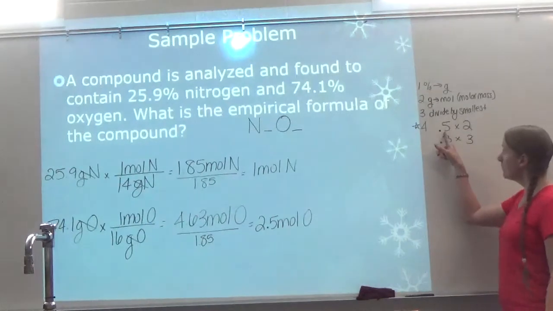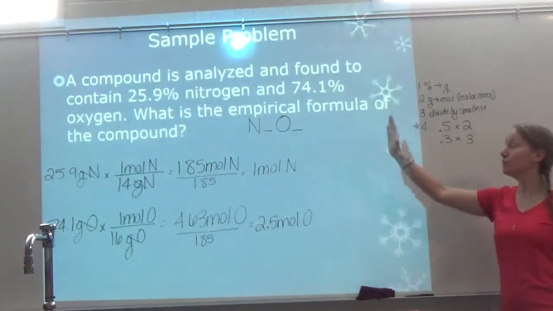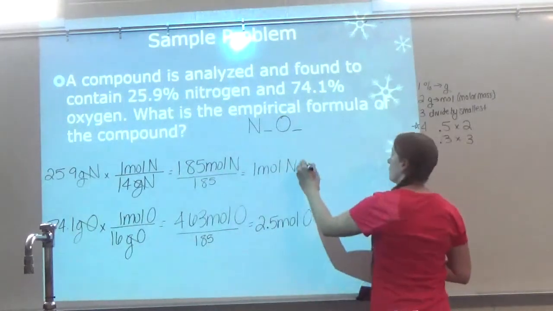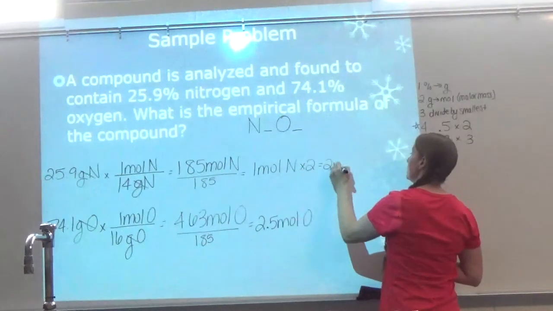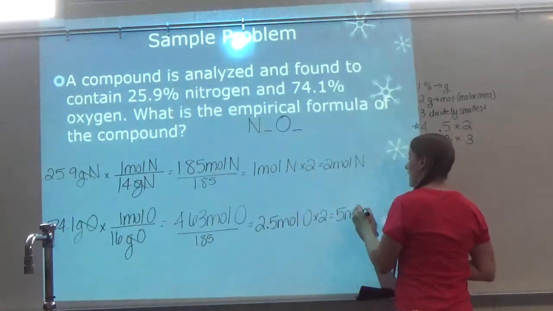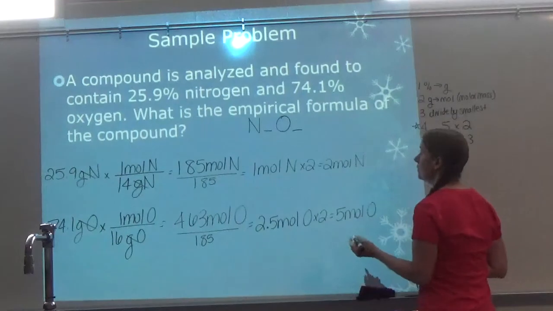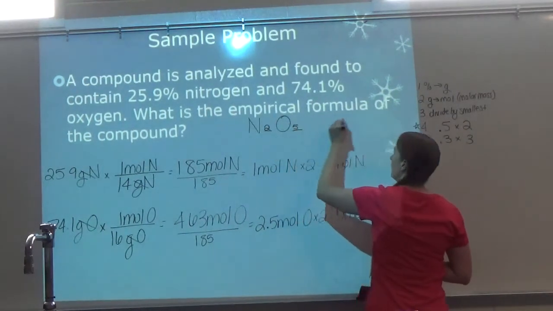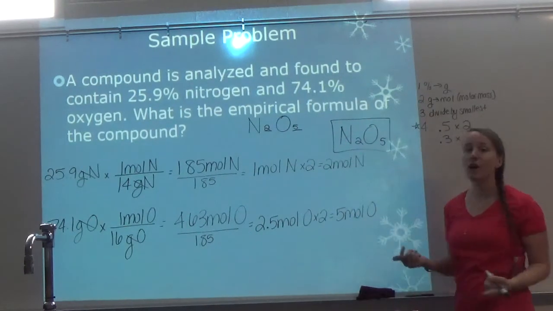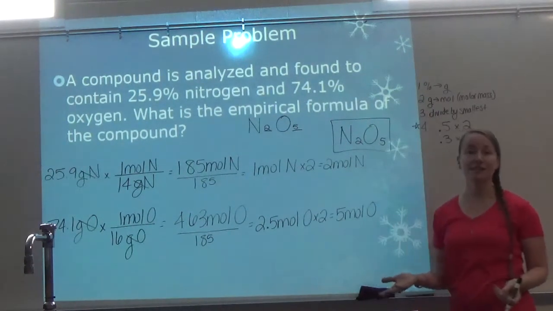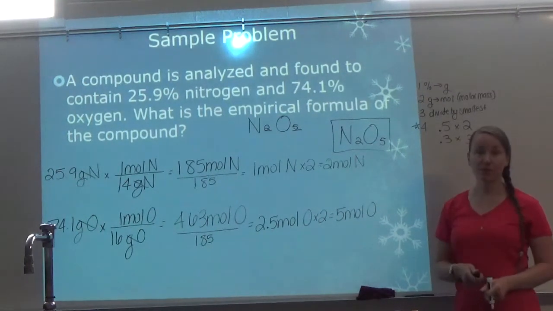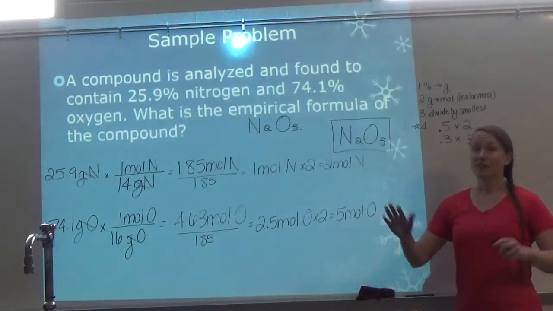So what do I do when I have a 0.5? I multiply by 2. But I do it for all my answers, not just the one with the 0.5. So I'm going to multiply this one by 2, so it becomes 2. I'm going to multiply this one by 2, so it becomes 5. So my answer would be N2O5. Notice that neither subscript is a 1. That's why we had to do step 4, because neither of the subscripts was a 1, and this can't be reduced any further.